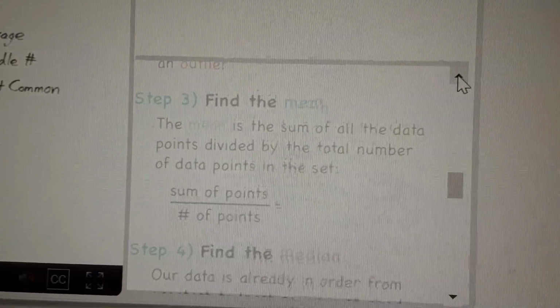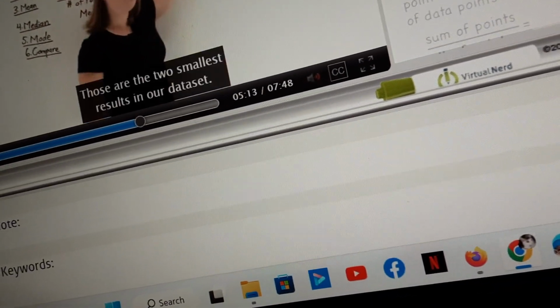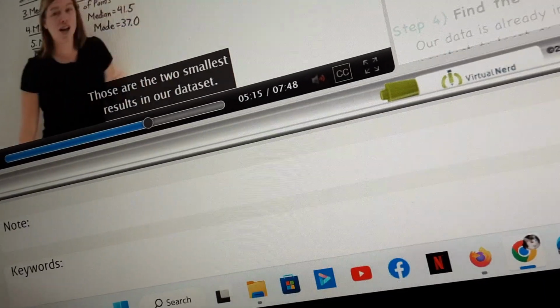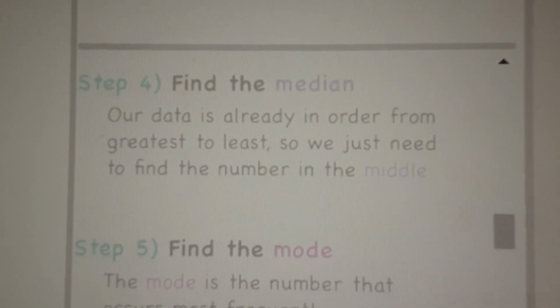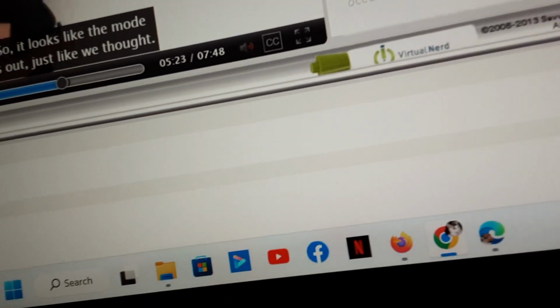Well, let's look at this mode again. Notice, the mode is 37.0. Those are the two smallest results in our data set. That's not a very good representation of all the rest of this data. So, it looks like the mode is out, just like we thought.